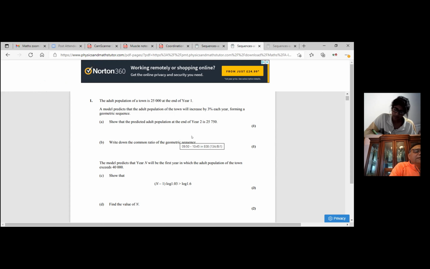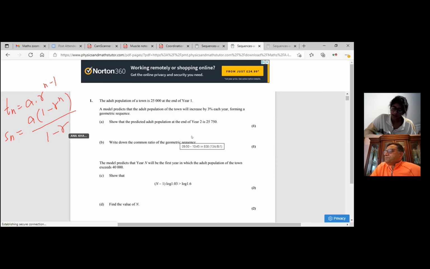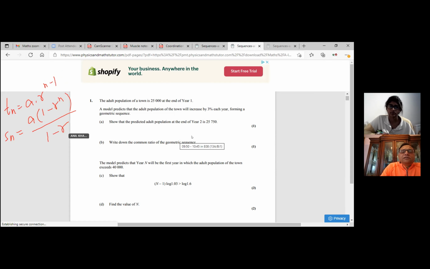So Tn equals A times R to the N minus 1. I'm getting confused with Tn and Sn. It's easy to get them a little bit mixed up, but I think after you do a couple, it gets easier. So that is your formula. You can plug in the values and find the term for the second year. Simple as that.